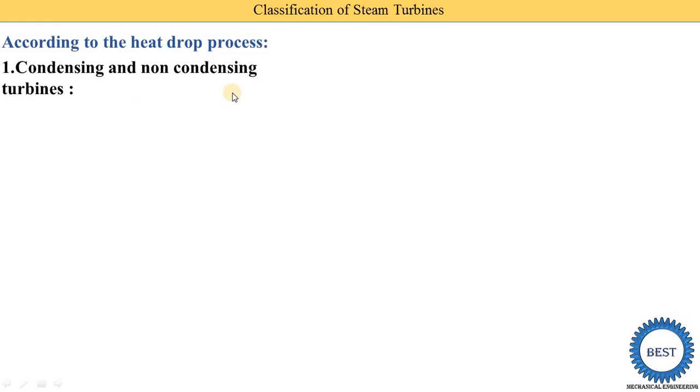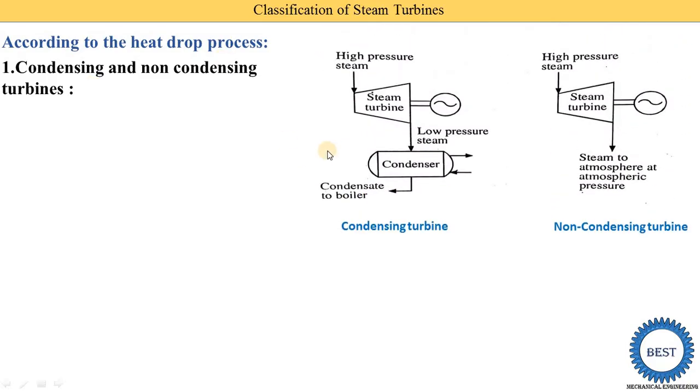So the first one is the condensing and the non-condensing turbines. What is the meaning of condensing? Condensing means converting the steam into water. Here you see the first diagram: the steam coming out from the turbine is supplied into the condenser, and in this condenser the steam is converted into water. That's why it is called a condensing turbine. The second one is the non-condensing turbine. Non-condensing means the steam coming out from the turbine is released to the atmosphere at atmospheric pressure. Without converting the steam into water, we directly reject it to the atmosphere. That's why it is called a non-condensing turbine.